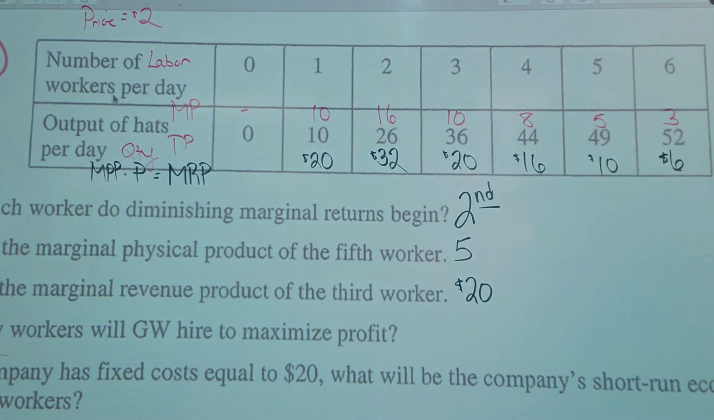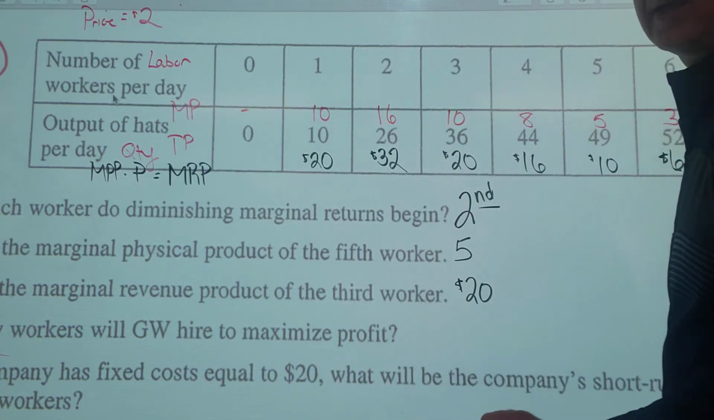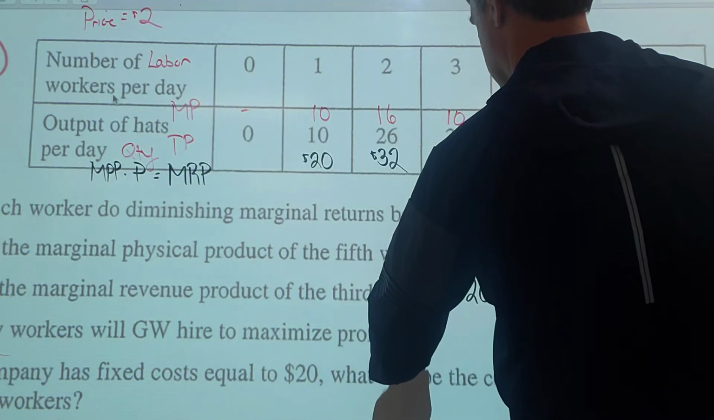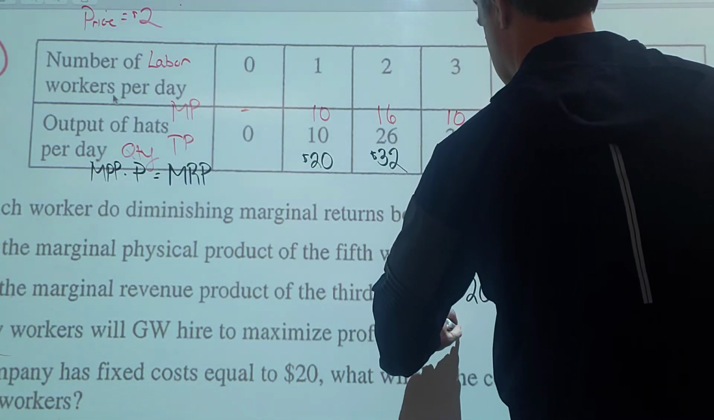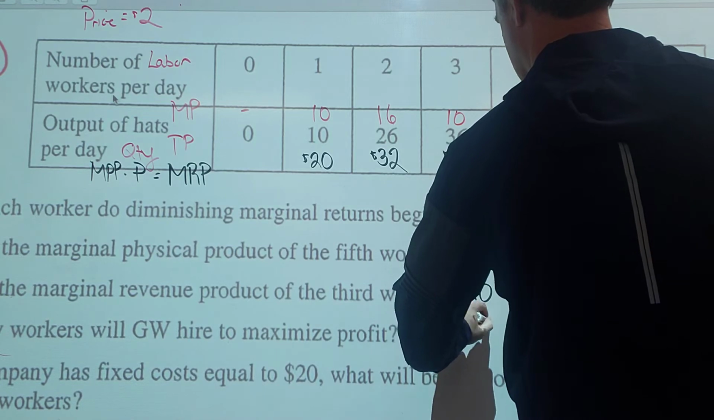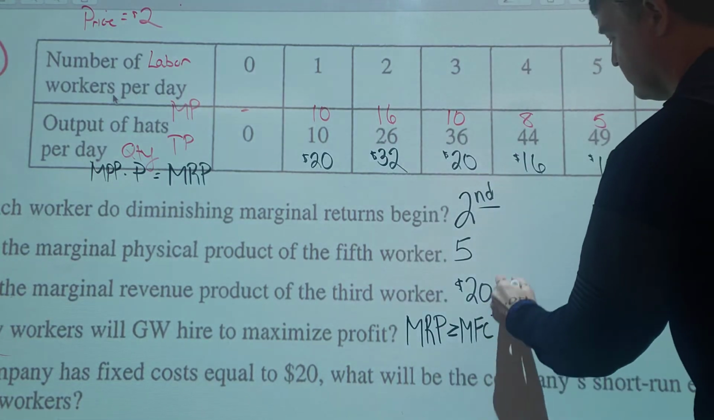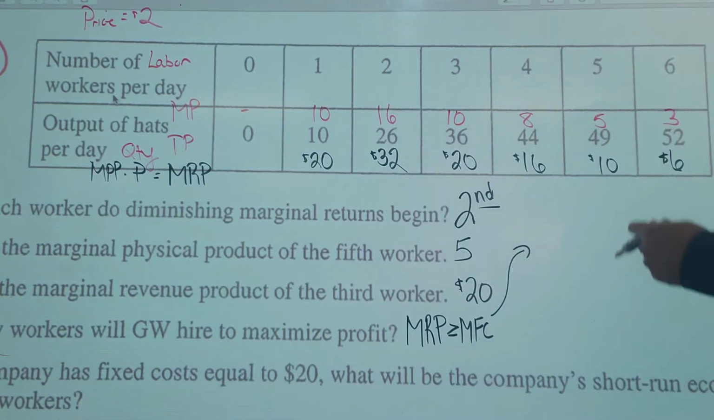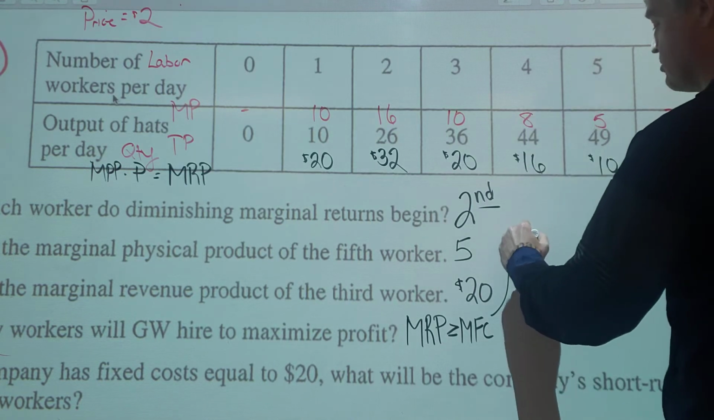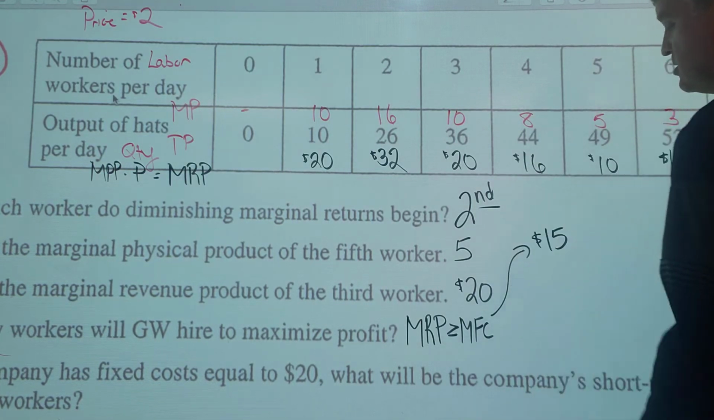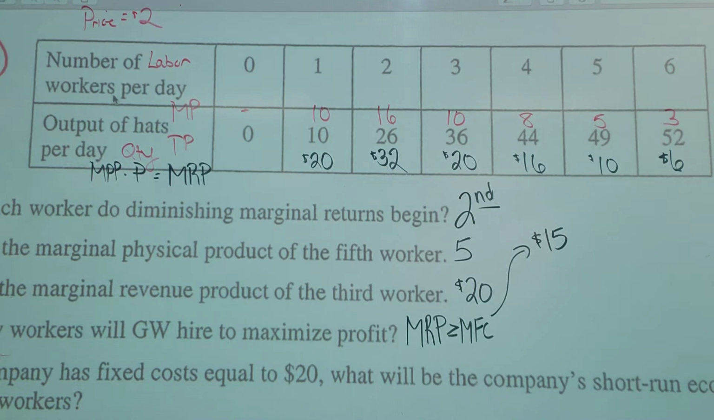$20. 10 times 2, $20. How many workers will GW hire to maximize profit? I hire as long as marginal revenue product is greater than or equal to marginal factor cost. The marginal factor cost in this example, because we're hiring everyone for the same wage rate, is the wage rate, which is $15. I hire you if you bring in more revenue than you cost me.